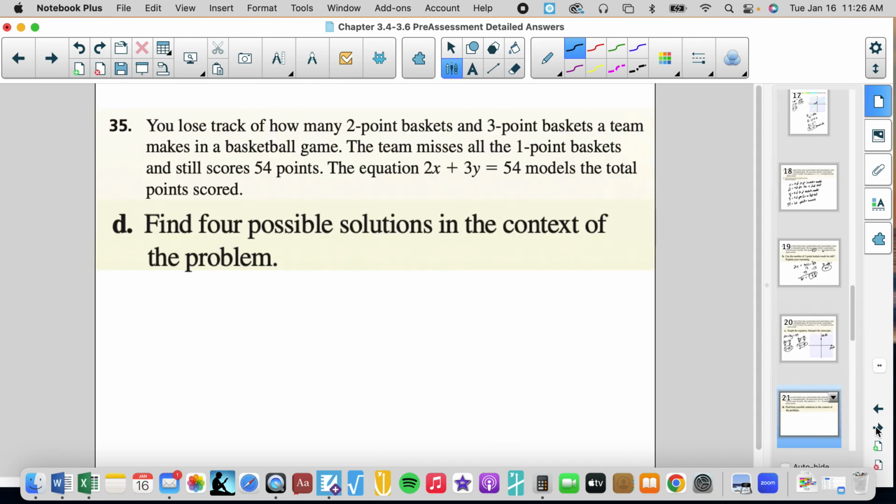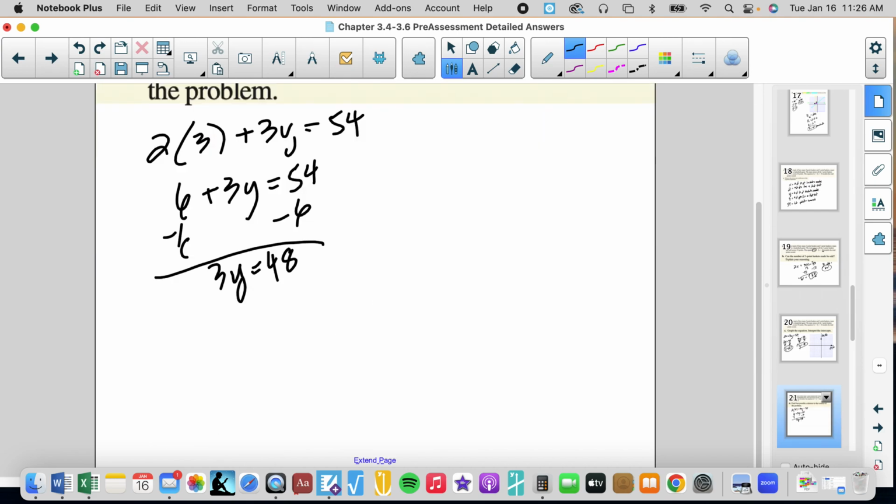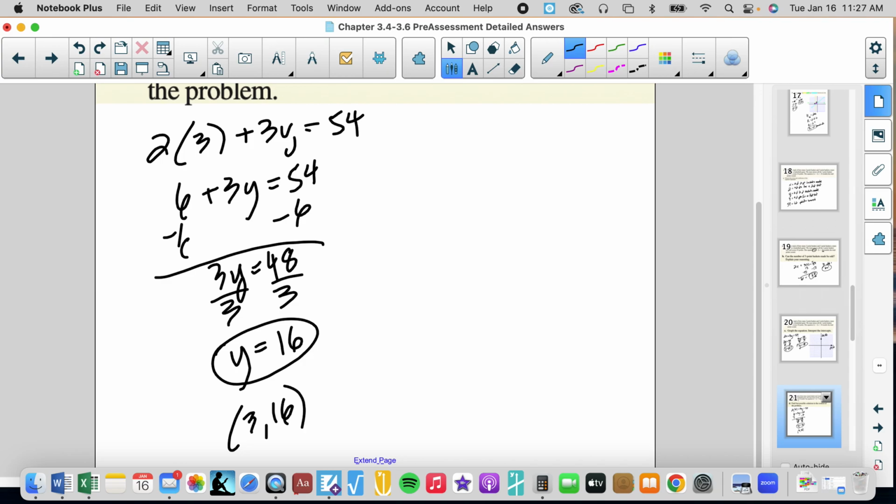I think it asks find 4 possible solutions. So what would work? Let's do 3. Let's see what we get here. 54, that's 6 plus 3y equals 54 minus 6 minus 6. 3y equals 48, I think it is. Yep, 48. And 3 goes into 48, and that gives me 16. So that would be 3 2-point baskets, 16 3-point baskets.